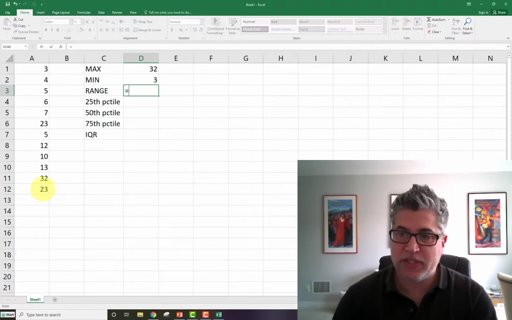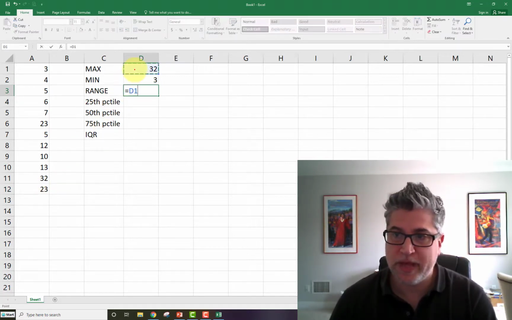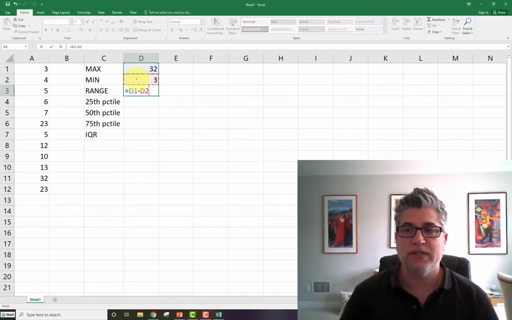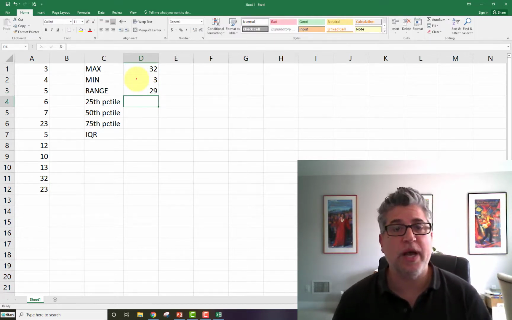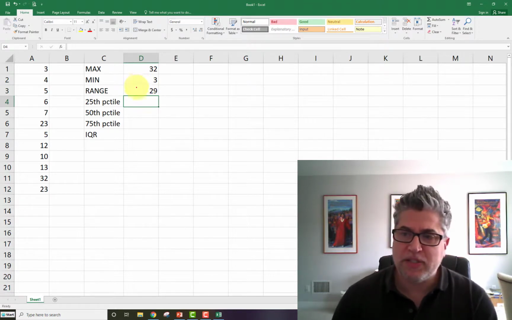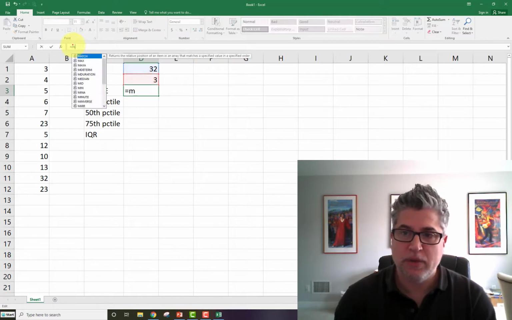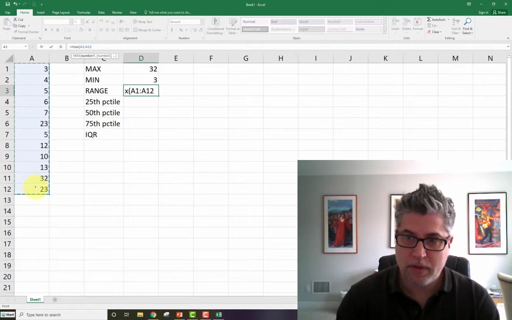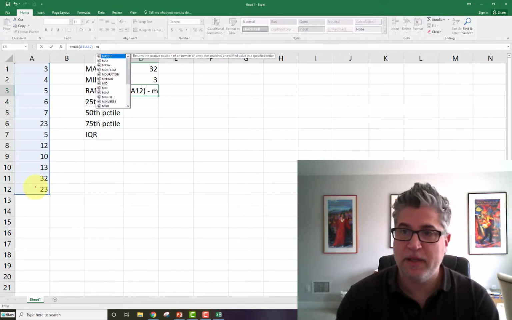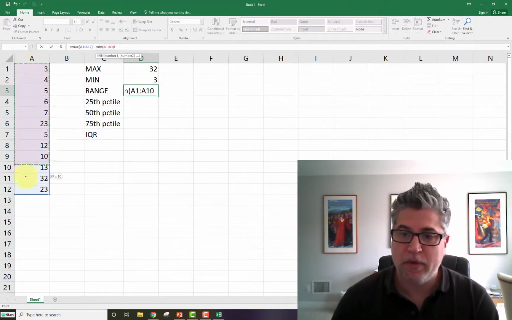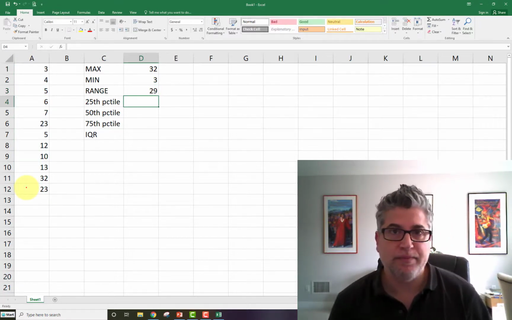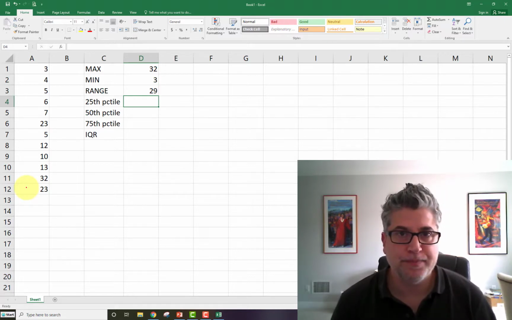The range is just going to be 32, so that number there in cell D1, minus this number here in cell D2, just 29. Probably best to just do this directly. So rather than referencing these numbers, I would just do the max of A1 through A12 minus the min of A1 through A12. And that gives us our 29 again. So the range is pretty easy to do.